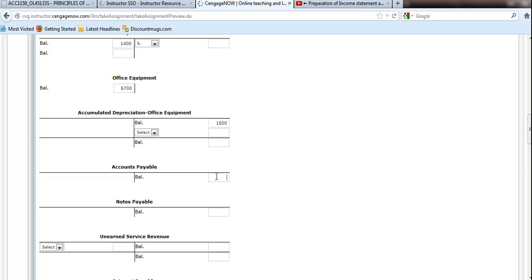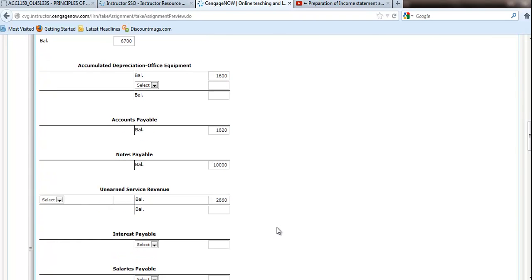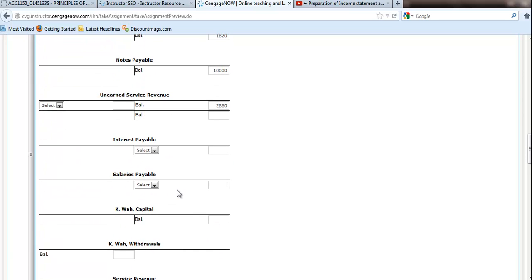has a balance of $1,820. My liability notes payable has a balance of $10,000. My unearned service revenue, which is also a liability account, has a balance of $2,860. Remember, that just represents the amount that I owe in services to some individuals. And then I have another liability account, interest payable, which doesn't have a beginning balance. Salaries payable doesn't have a beginning balance either.